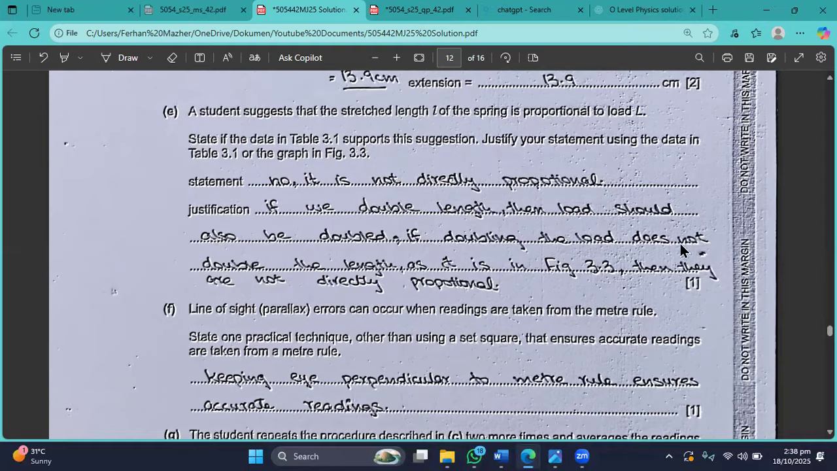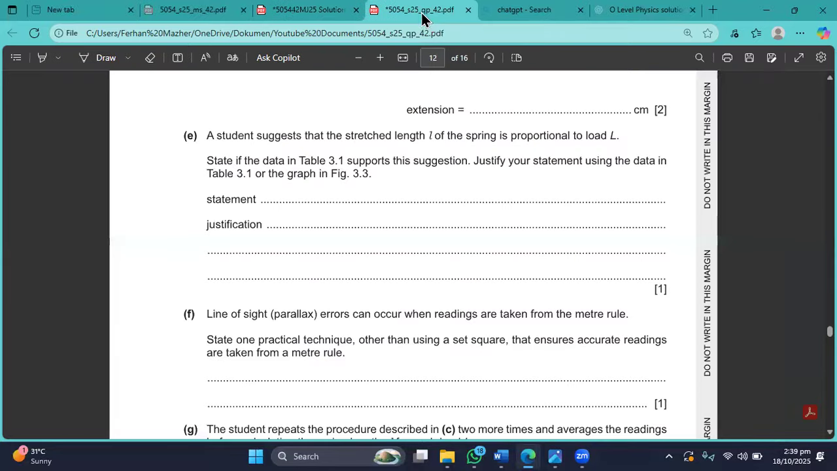So if we double the load, then the length should also be doubled. If doubling the load does not double the length, as it is in the figure 3.3, then in that table, or you can say graph, they are not directly proportional. Another thing you can say is that the graph is a straight line, but it is not passing through the origin. I hope you understand this 1 mark question. If we double load, then the length should also be doubled. I hope part E is clear to you.